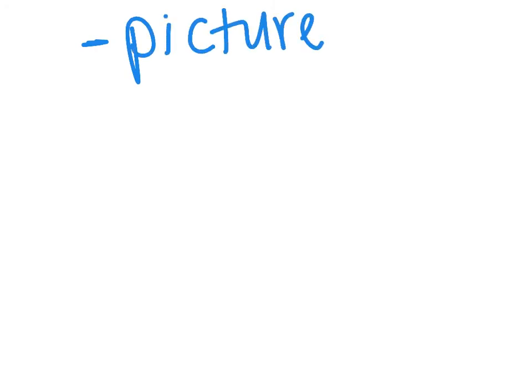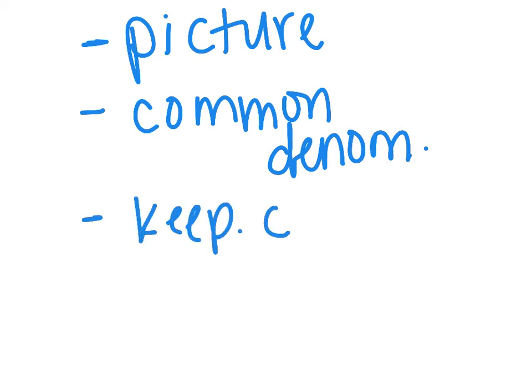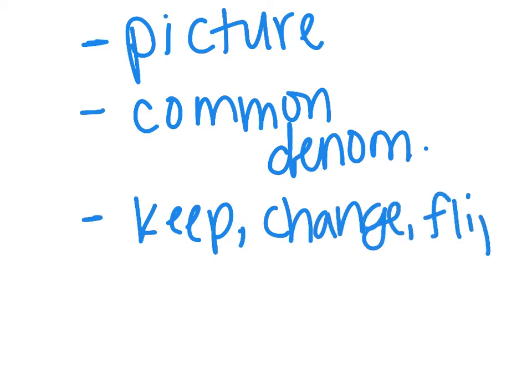So when you're looking at a problem, you want to think to yourself, which of the 3 methods makes more sense? Does it make sense to draw a picture to solve the fraction division problem? Does it make more sense to find a common denominator? Or does it make more sense to you to use the keep, change, flip model? Once you decide that, go ahead and have fun dividing those fractions.